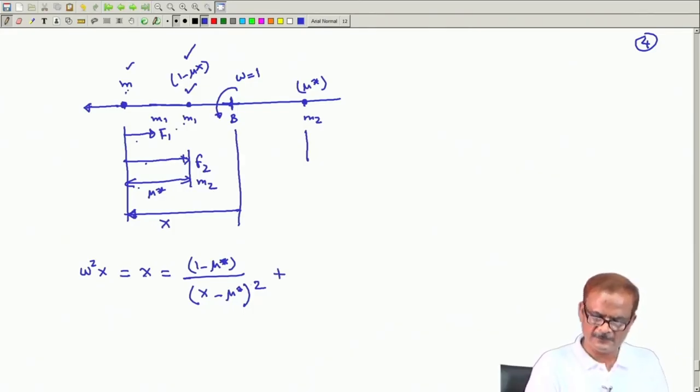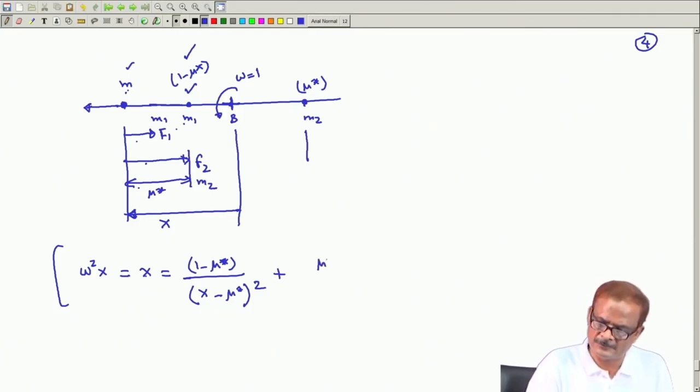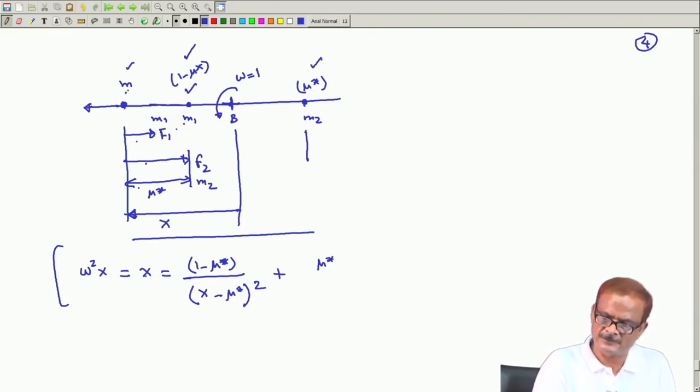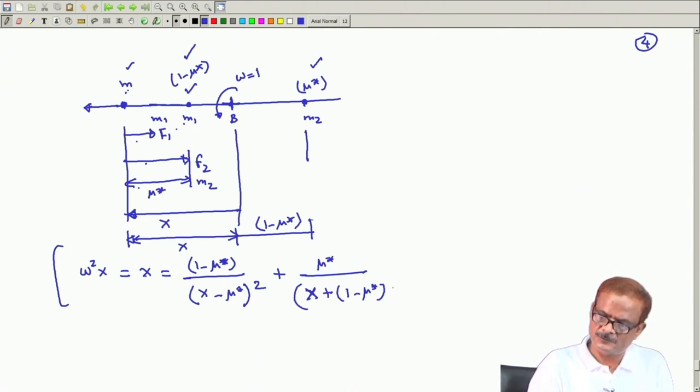So, whenever you have to solve a problem, you can use this method rather than what we have used earlier to develop the problem, where we went systematically and worked out the problem. So, the other one will be due to this mu star, the force acting on this mass. So, what is the distance from this point to this point? From here to here, this is x and this is x and this is 1 minus mu star. So, then we need to add it. So, x plus 1 minus mu star, this is whole square.